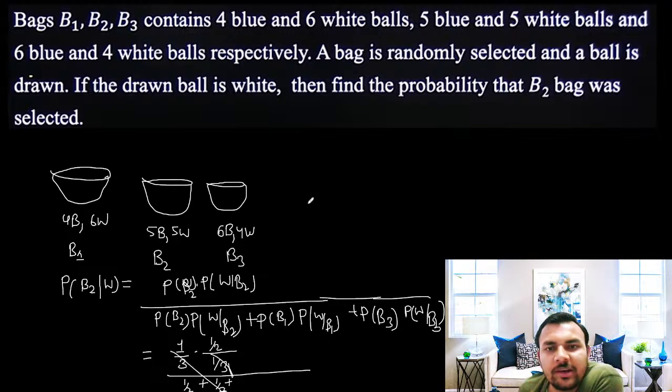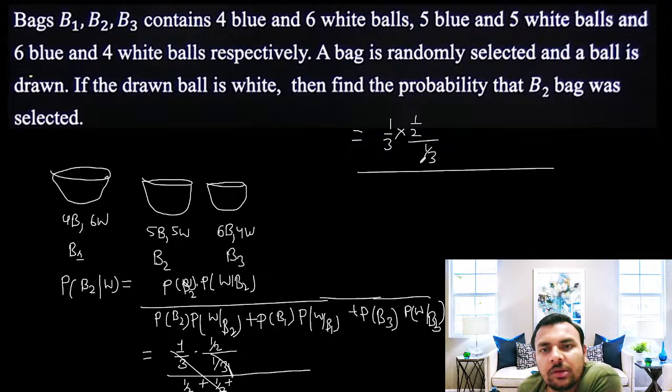So we are drawing this here. It is 1 by 3, 1 by 2 upon 1 by 3. This is 1 by 2 plus P(B2), probability of B1 is 1 by 3, and probability of B1 is 1 by 3. Probability of B given white, given blue. White intersection B1 is 4 by 10 upon 1 by 3.